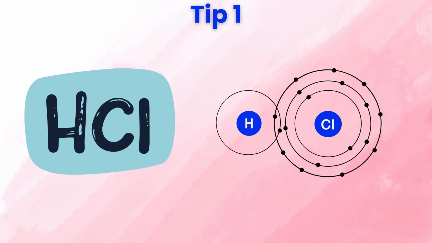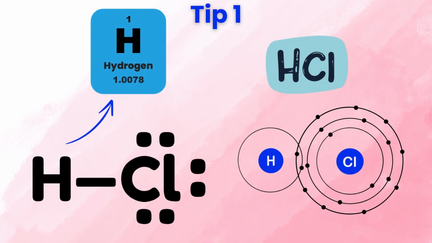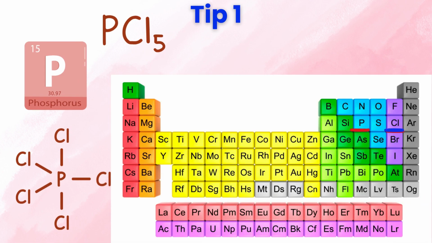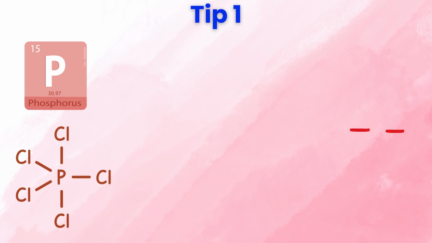Example, HCl. Hydrogen has a lower electronegativity than chlorine, so hydrogen comes first. PCl5, phosphorus has a lower electronegativity than chlorine, and you can see that phosphorus is also located to the left of chlorine. So phosphorus comes first.